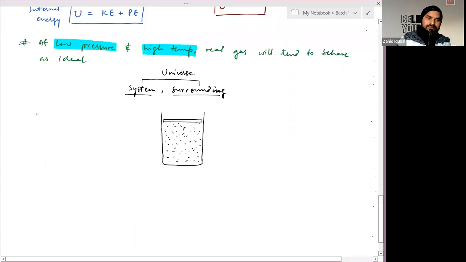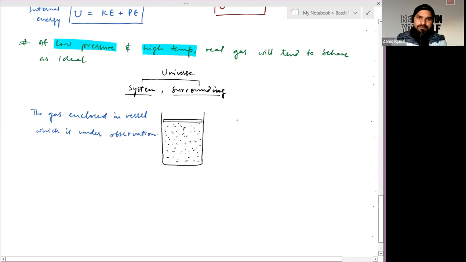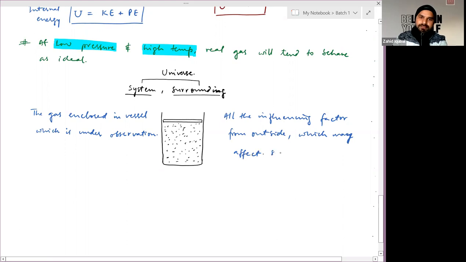So system is the gas enclosed in a vessel which is under observation, and surrounding is all the influencing factors from outside which may affect the system in any way.